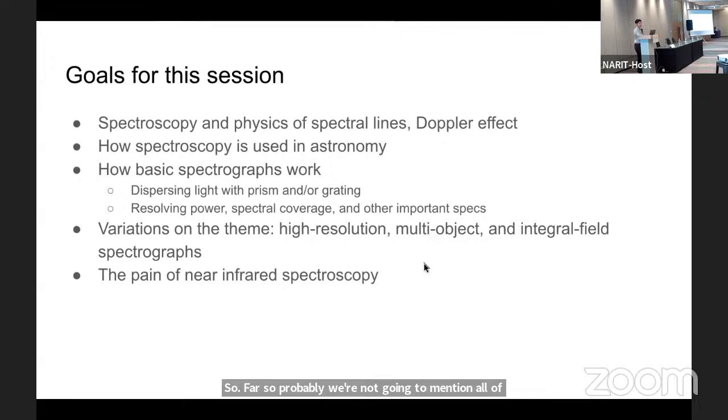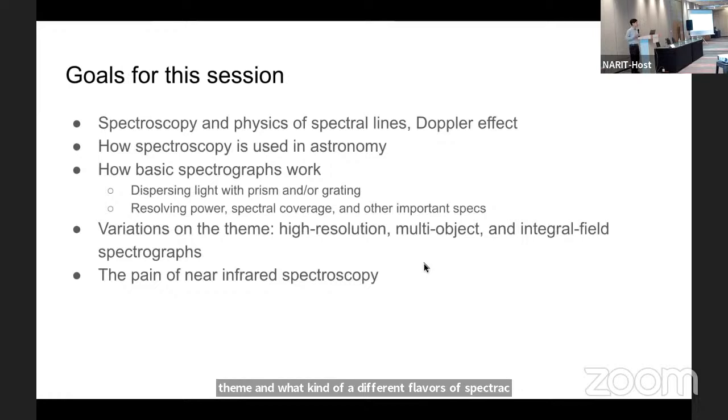And then we will quickly look at how basic spectrographs work. How do we disperse light into a rainbow using optical elements like a prism or grating? We will talk about important terms that you might encounter in spectroscopy, especially when you look up specifications of instruments, so words like resolving power, spectral coverage, and other important aspects of a spectrograph. And we'll discuss a little bit on variations on the theme, what different flavors of spectrographs you can expect that are used in astronomy.